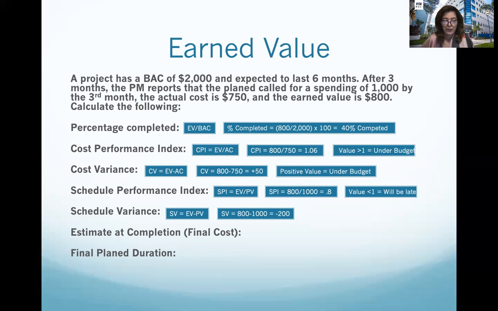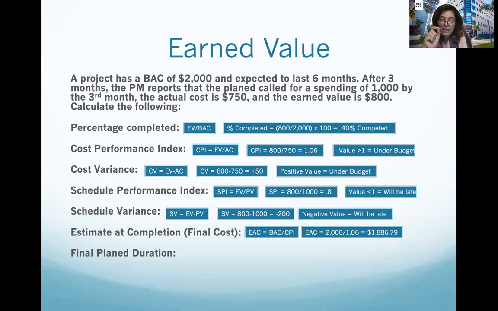That is not good. So the estimate at completion, which is part of the formulas that I provided on the previous screen, is just budgeted completion divided by CPI. So the estimate at completion is $1,886, which is good because the budget, the approved cost baseline, is $2,000. So at the end of the project, we will be saving money. That's really good news.